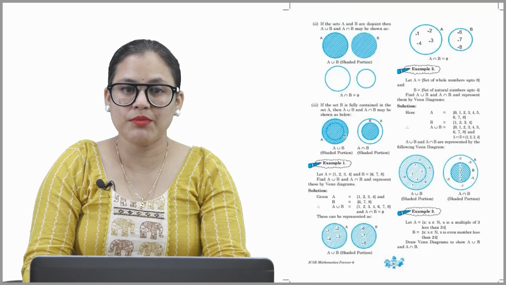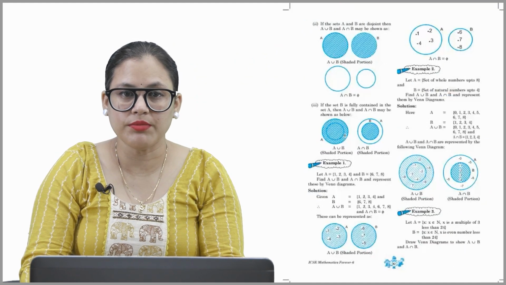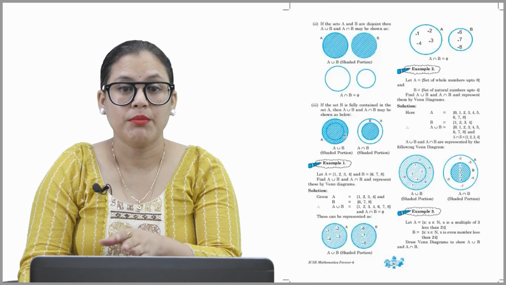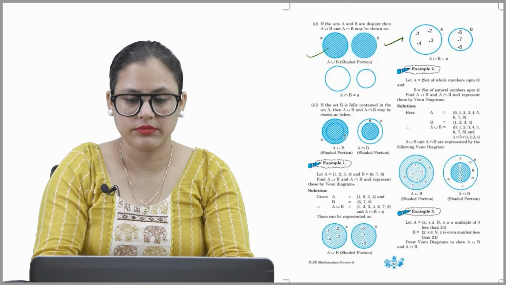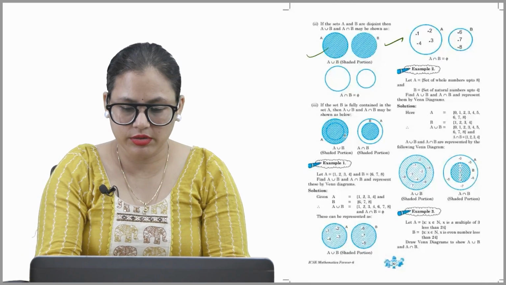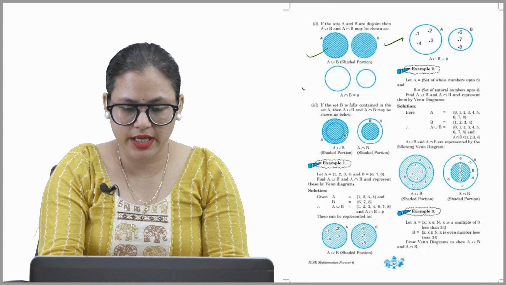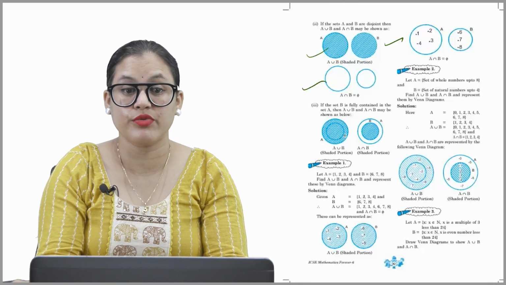Third, if sets A and B are disjoint, then A union B and A intersection B may be shown like this. They are disjoint, okay. And also, A intersection B is equal to phi.